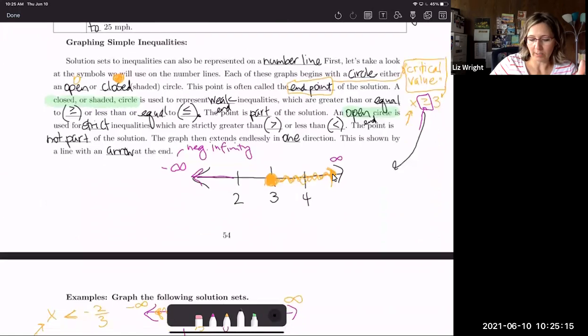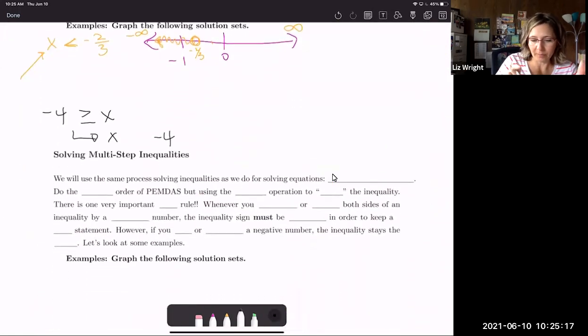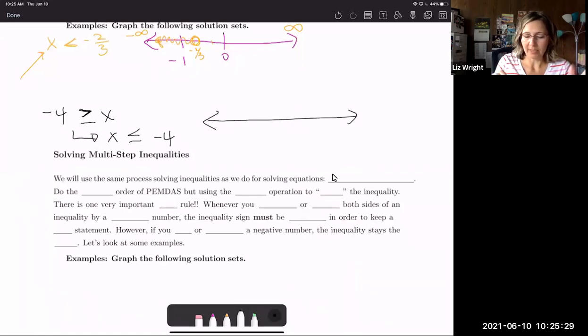If I flip-flop it, look at what side was already showing or closest to the x, and it was x is less than or equal to negative 4. So now I'm going to draw my number line. Negative 4 is already an integer value, so I'm going to put negative 4 here. What number would be to the left of it? It would be negative 5. What number would be to the right of it? It would be negative 3.